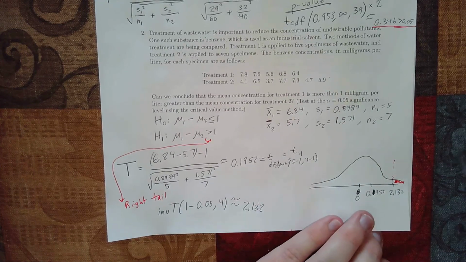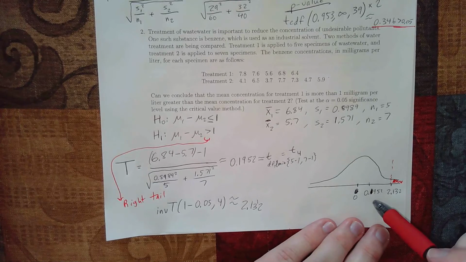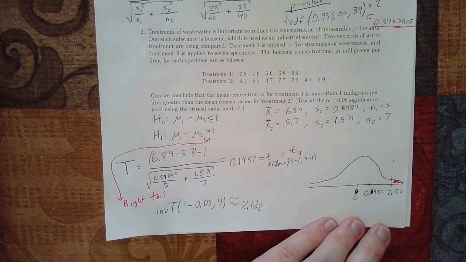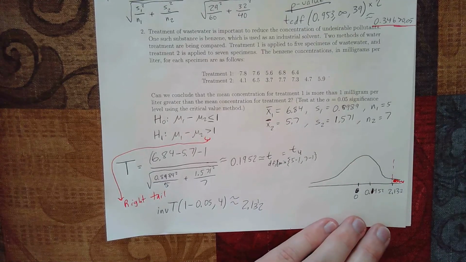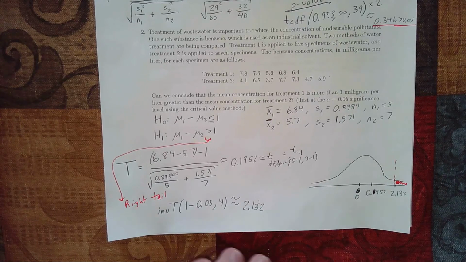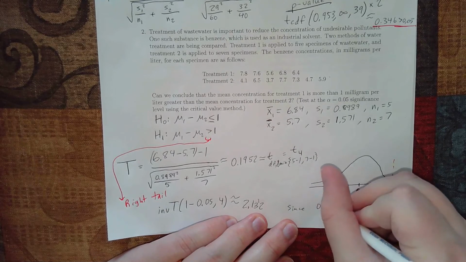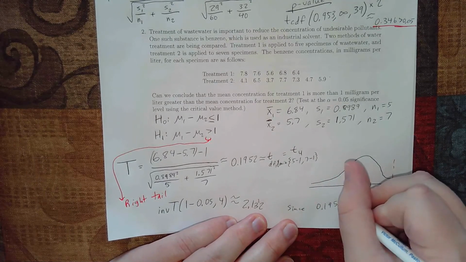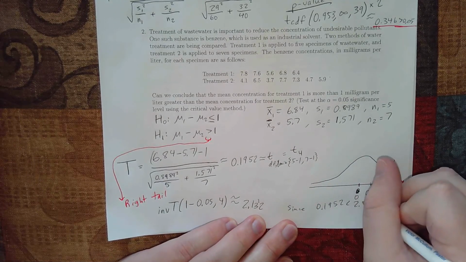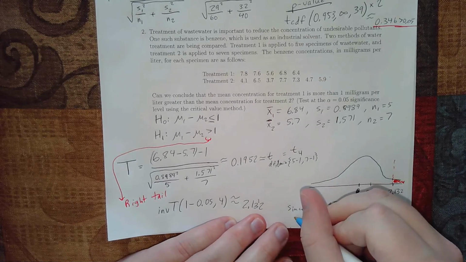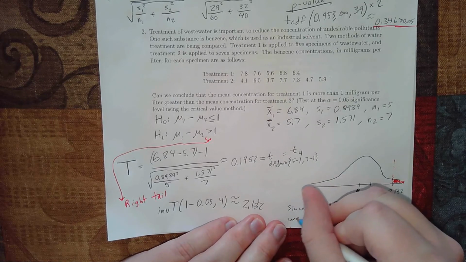And so what we can see here is that our value for our test statistic wasn't past or more extreme than the critical value. And because of that, since 0.1952 is less than 2.132, we fail to reject H naught.